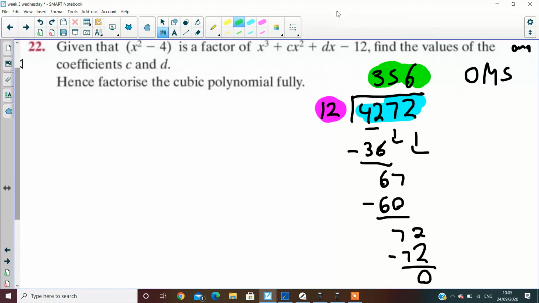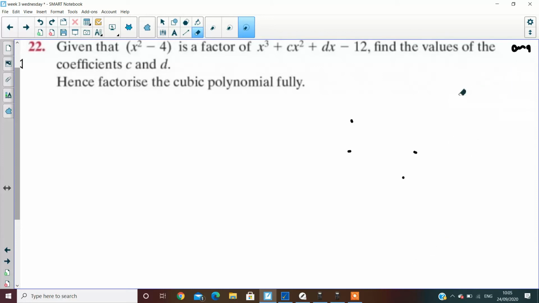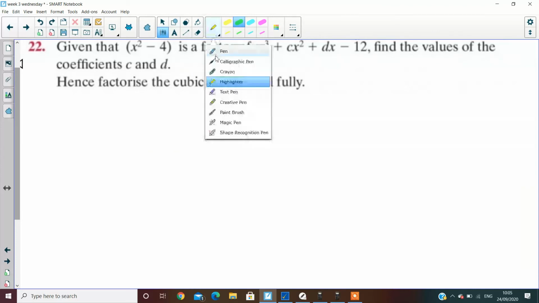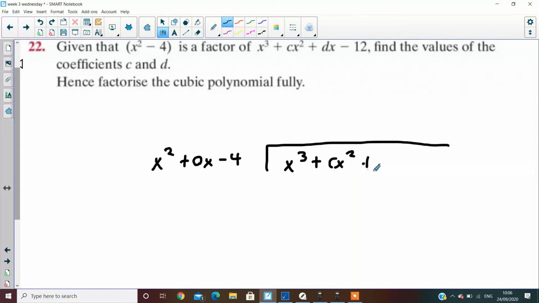No remainder. Now, we're going to do the same principle here, except there's one issue. What's the issue at play here? What's wrong with x squared minus 4? We're missing 0x, aren't we? Would everybody be happy with that change? Now, we're going to divide this in, and let's see what happens. A coefficient means what is c and d? What are the values of c and d? And then hence factorize the cubic polynomial fully. All right, that's going to be good fun.